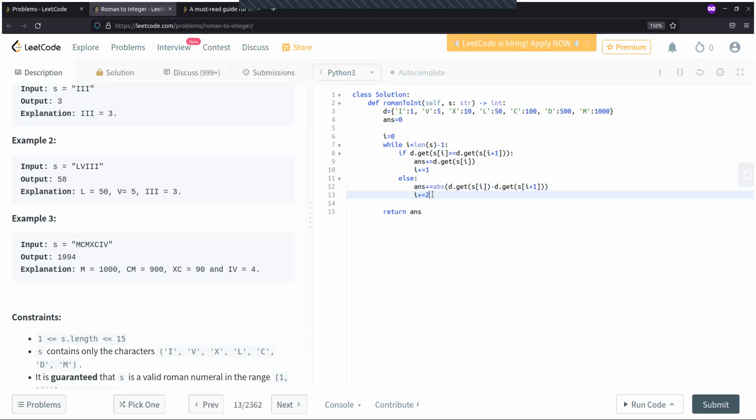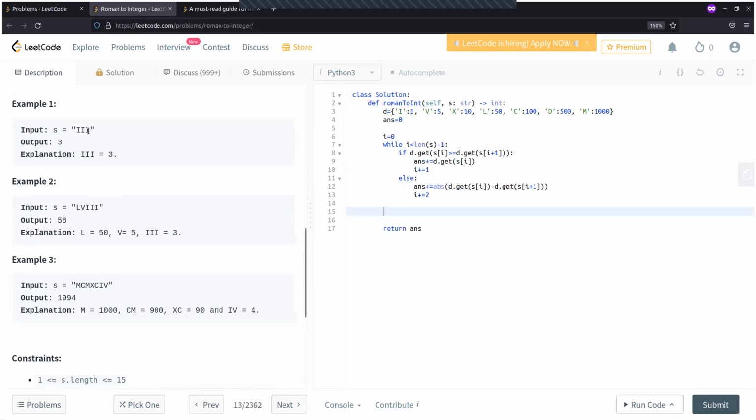Now one thing we need to take care of is that, consider this example. Let us start with length of s is 3. So i is equal to 0. i is less than 3 minus 1, which is 2. This condition gets satisfied, so we will add 1 to the answer, right? Now i is 1, less than 2. This condition gets satisfied. We will add 1 to the answer. Now i is 2, which is not less than 2. So the last index will be left out in this case.